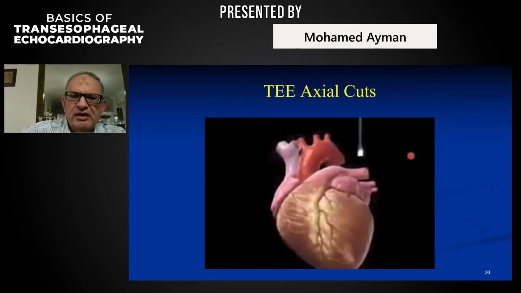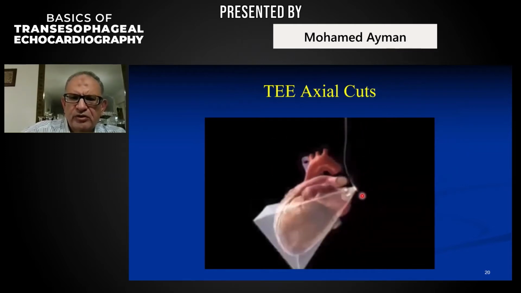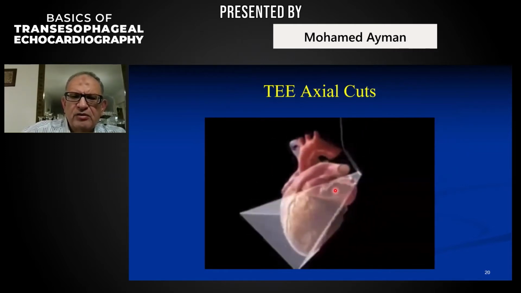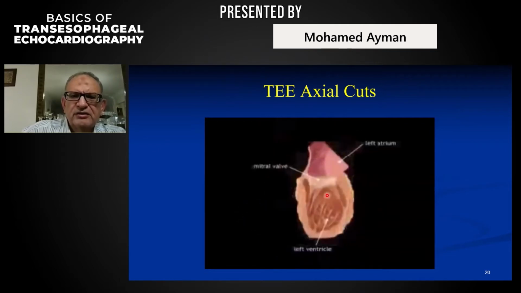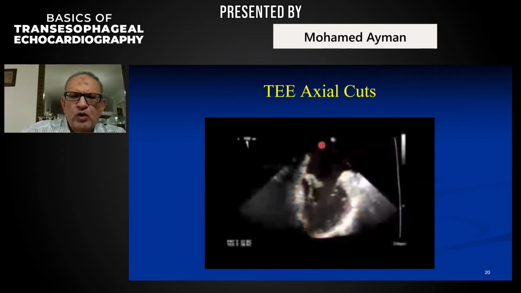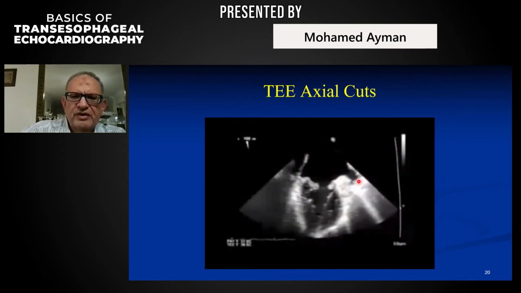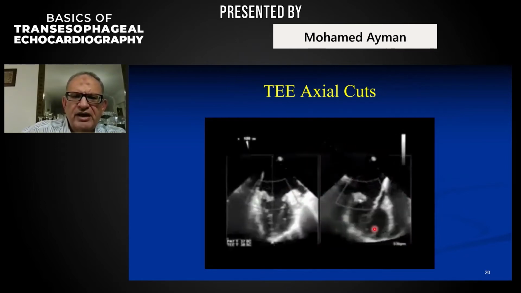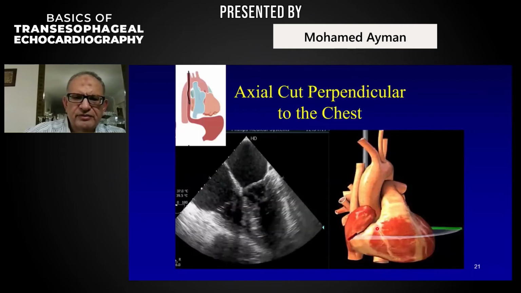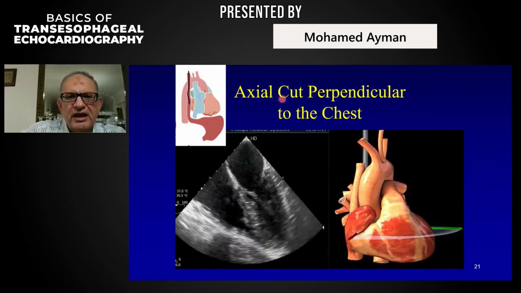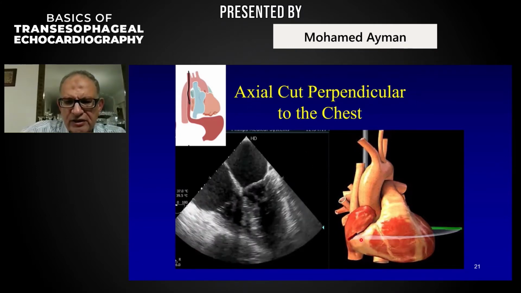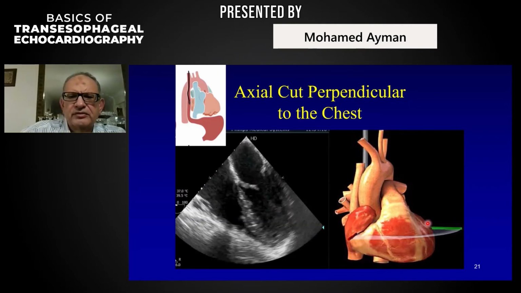So this is an animation of the probe in the esophagus, with the ultrasound beam making axial cuts in the heart: the left atrium close to the probe, left atrial appendage, mitral valve, and the left ventricle. So a TEE ultrasound gives you an axial cut. This axial cut is perpendicular to the heart.